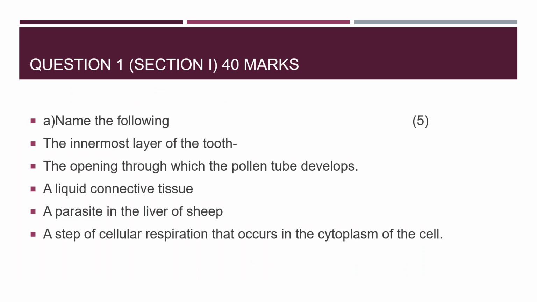So here comes the first set of questions. Name the following: the innermost layer of the tooth. The innermost layer of the tooth is called the pulp. The opening through which the pollen tube develops is called the micropyle. Is it clear?